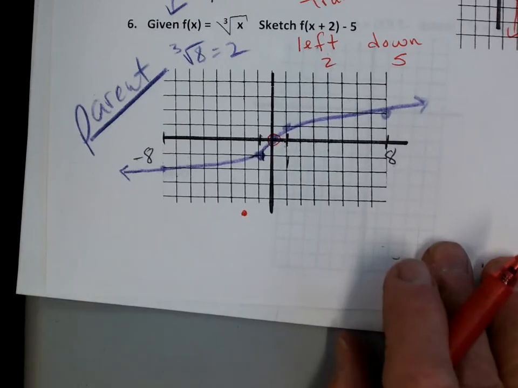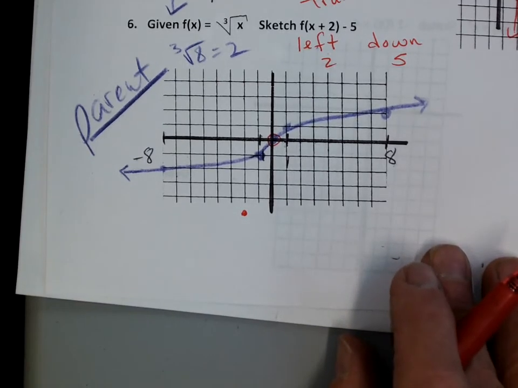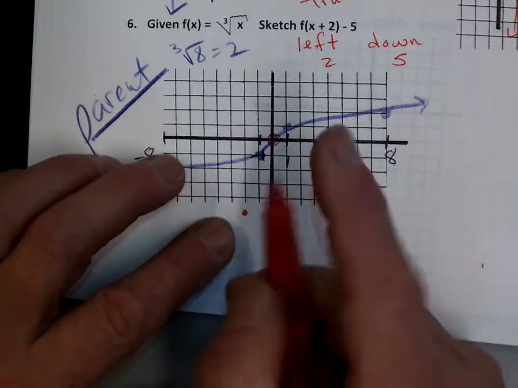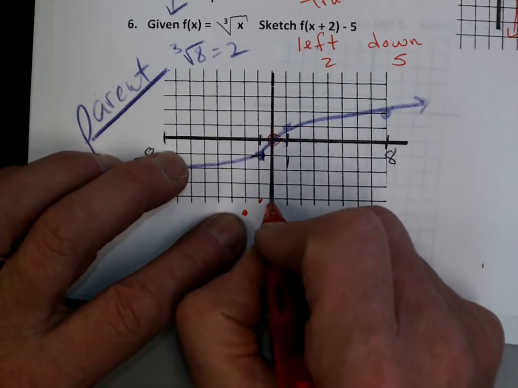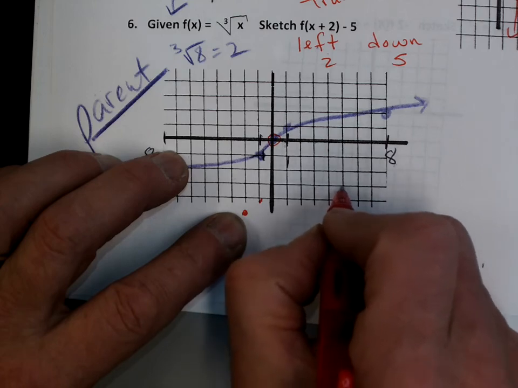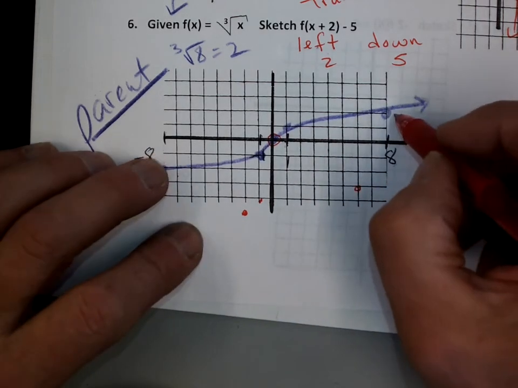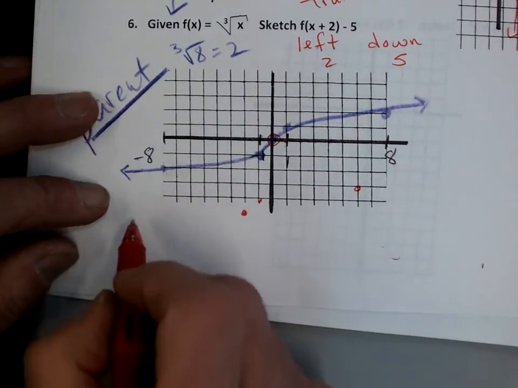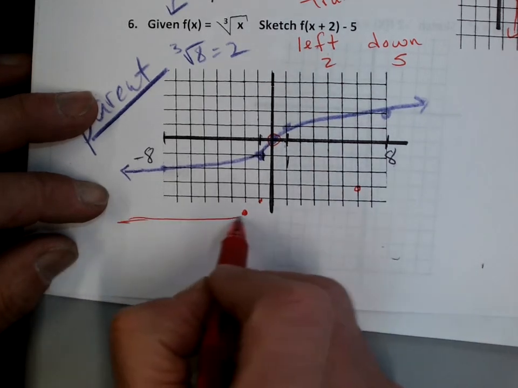I probably should have made a better graph. Guess I'm too lazy to do that, huh? And then it should look like this. 2, 1, 2, 3, 4, 5, 6. You can move these points if you wanted to, but it should look like that.